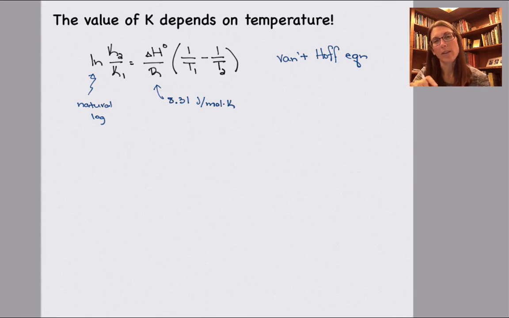What we can do with this equation, if I know the equilibrium constant at two different temperatures, I can solve for delta H. If I know the value for delta H and one equilibrium constant, I can solve for an equilibrium constant at a different temperature. Or if I know both equilibrium constants and delta H, I can find what temperature a particular reaction is occurring at.